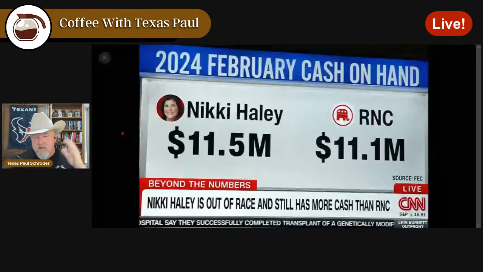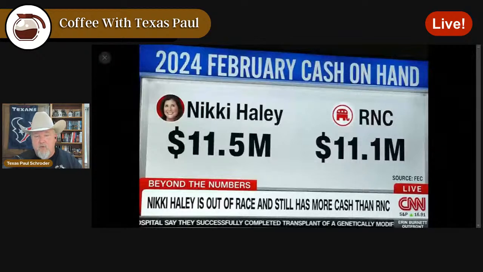And just to give you an idea how hilarious this is with the Republicans. The RNC, their cash on hand at the end of February was $11.1 million. Nikki Haley, who's not even in the race anymore, has $11.5 million on hand. I mean, the RNC is broke. The Republican Party is dead. It is dead as disco.